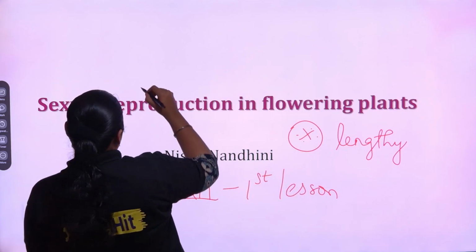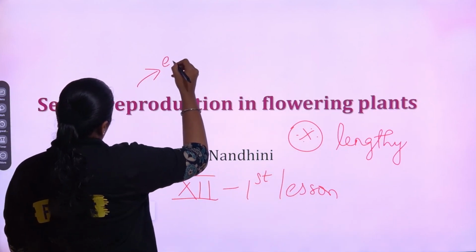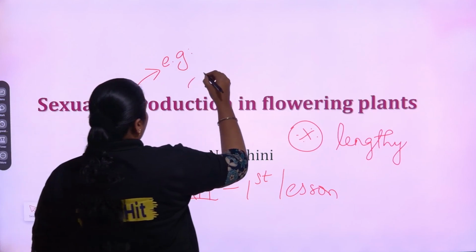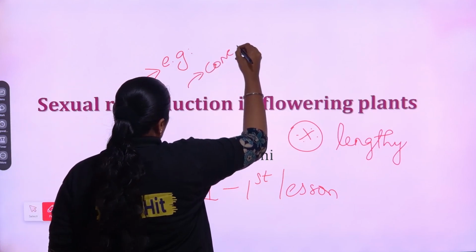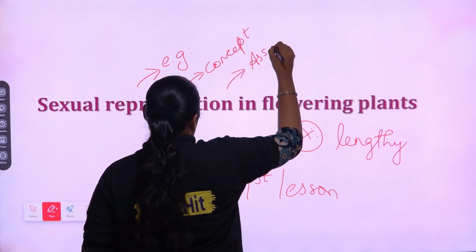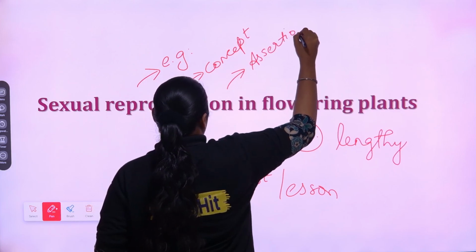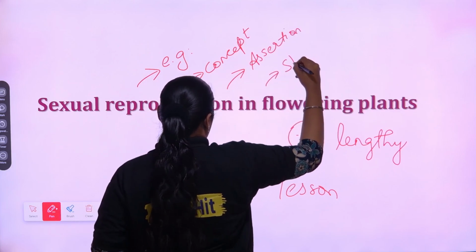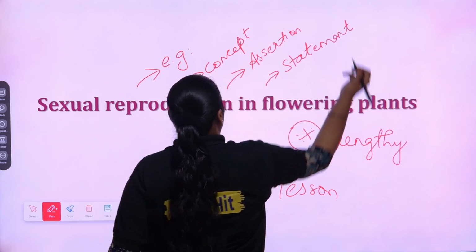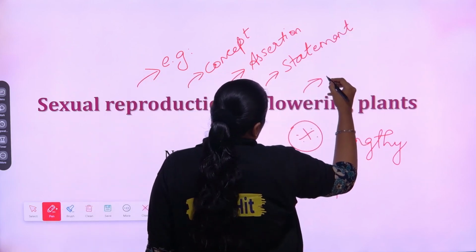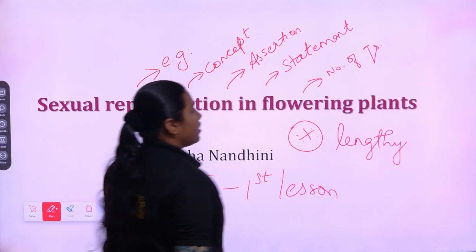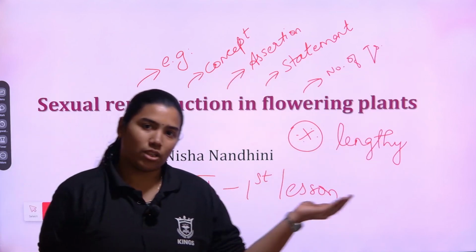If you read this, you can get example-based questions and conceptual questions, sometimes straight out of NCERT concepts, and you can also expect assertion questions and statement questions. These are the different types of questions you can expect. Since the lesson is large, you can also expect a few more questions. Just remember this is one of the important lessons in class 12th biology.